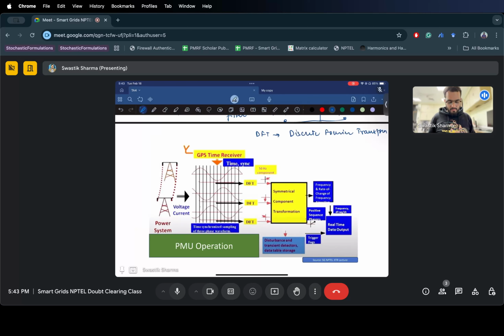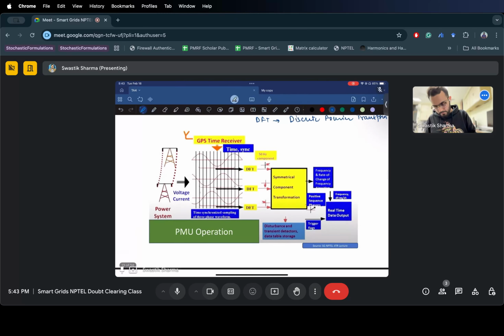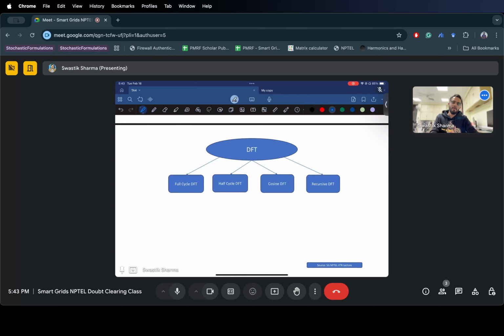What is symmetrical transformation? Symmetrical components are nothing but your positive sequence, negative sequence, and zero sequence components of a waveform. And from this, you want to derive the positive sequence phasors, and these are the output of your PMUs, right? Now let's talk about why DFT is employed.